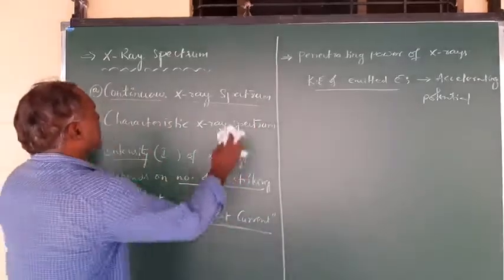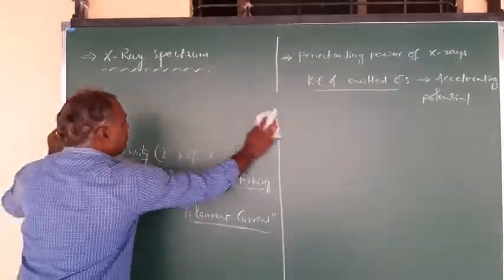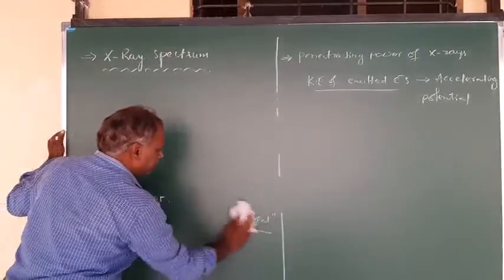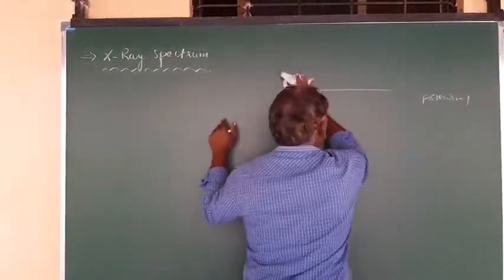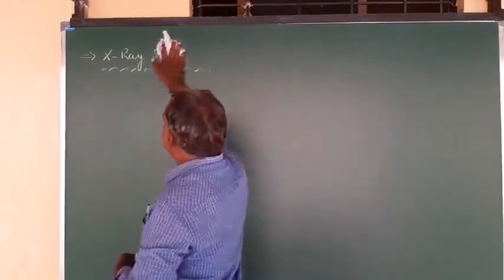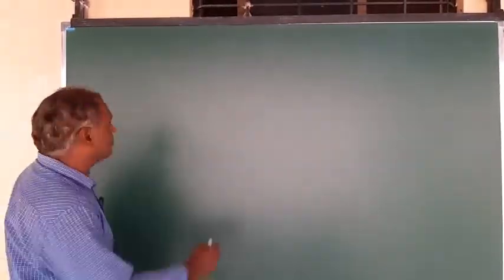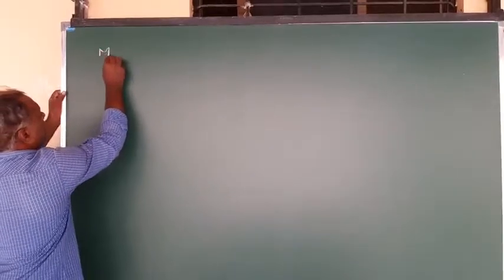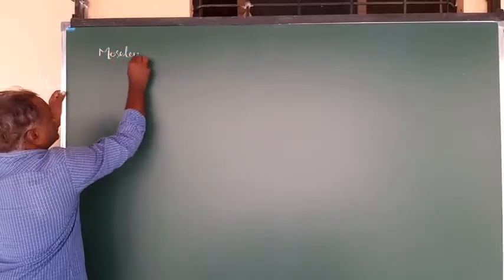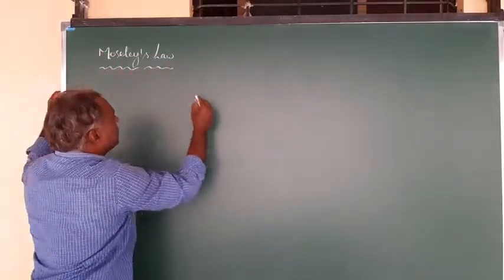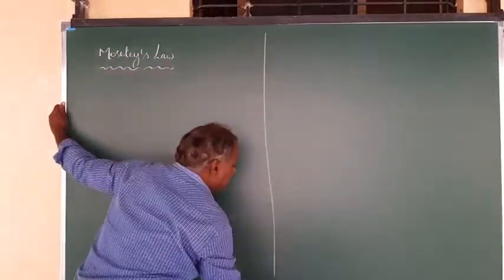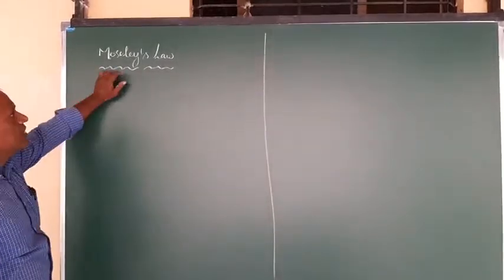Now we have the other topic. After this we have something that is important especially for JEE, for those going towards engineering. It is very important here. That is Moseley's law. You might have come across this one in your chemistry part also. So what is its statement, what is its equation, and what is its importance? What is Moseley's law?